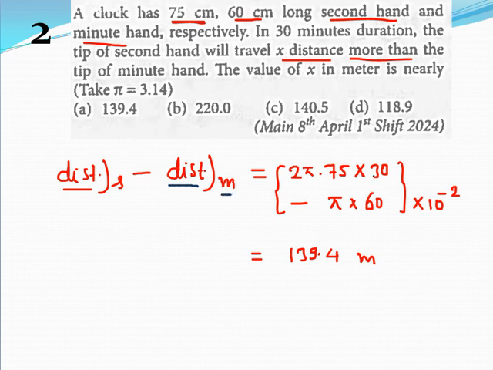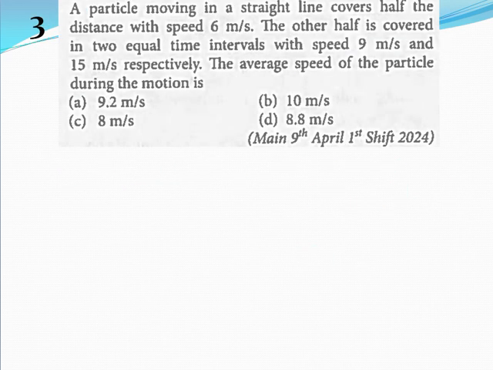In 30 minutes, the second hand revolves 30 times, so 2 pi r into 30, and the minute hand covers half of the circumference, that is pi into r. They have asked for x in meter, so we have to multiply this by 10 power minus 2 so that the result comes in meter, and we get the answer, option number A. Now let us come to the next question.